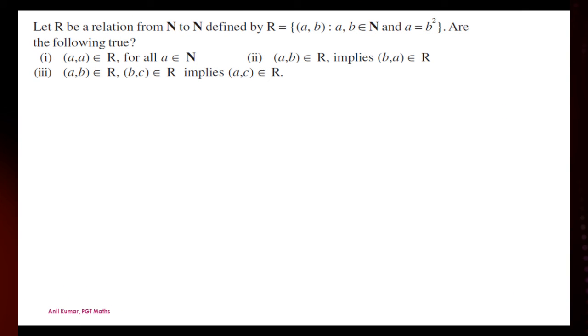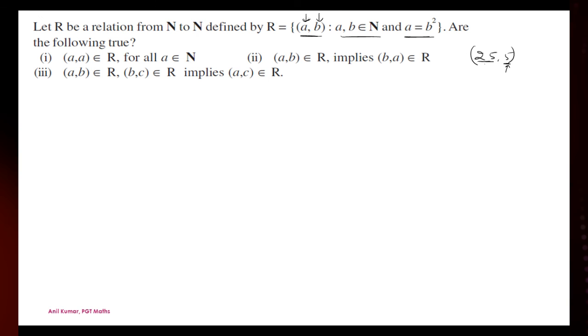Let R be a relation from natural numbers to natural numbers defined by this one. So what is a relation? Let's understand it first. A relation is between two numbers a and b, where a and b are both natural numbers, and they will be in relation if a is equal to b square. That means the first part of the ordered pair is equal to the square of the second one. For example, 25, 5. So a is equal to b square. Got it? So a should be equal to the square of the second part of that ordered pair.